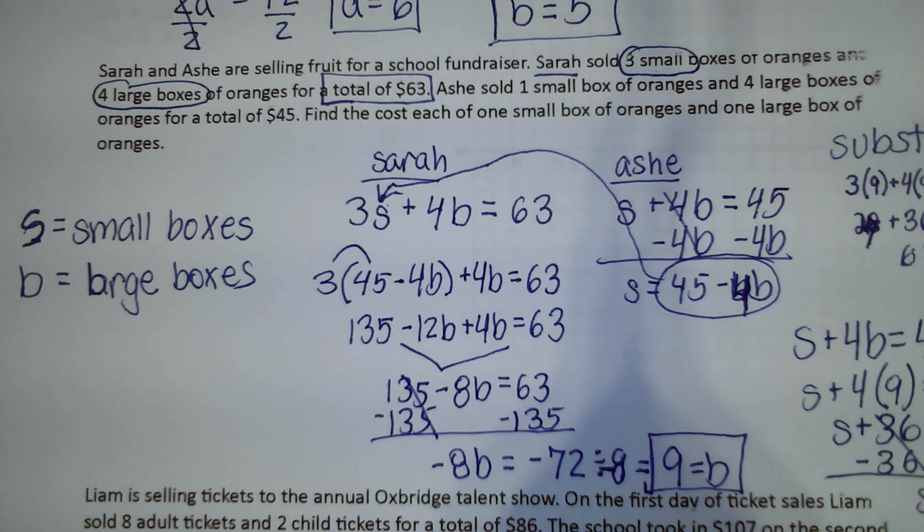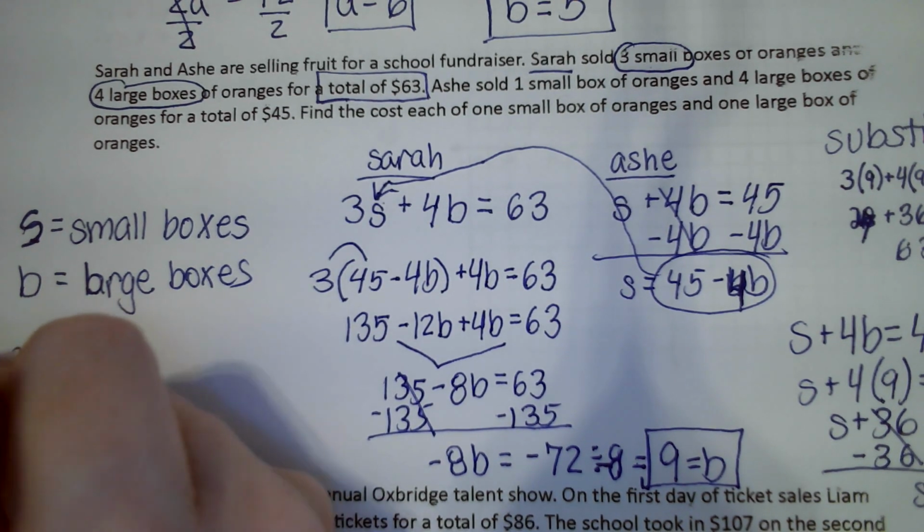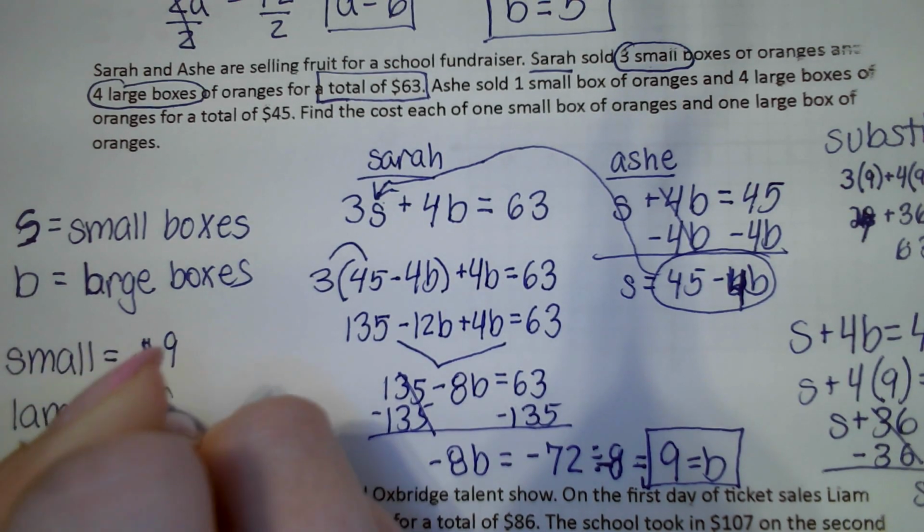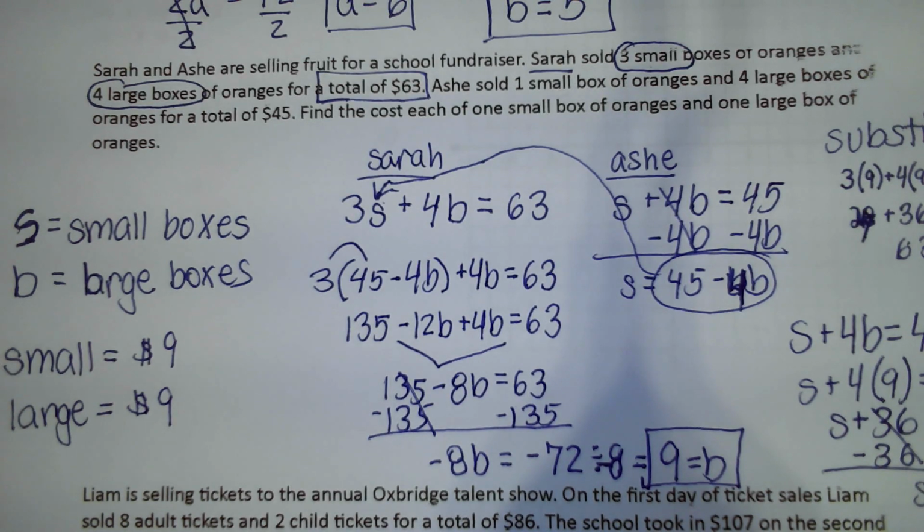So it looks like our small boxes are $9 and our large boxes are also $9. Interesting. So you'll notice sometimes we get some weird answers that maybe don't necessarily make sense in real life, because that's quite a deal. They're the same price for small and large, but we don't want to just cast it aside because we think it's a weird answer. So our small boxes are $9 and our large boxes are also $9. So it's a better deal to get a large box of oranges.